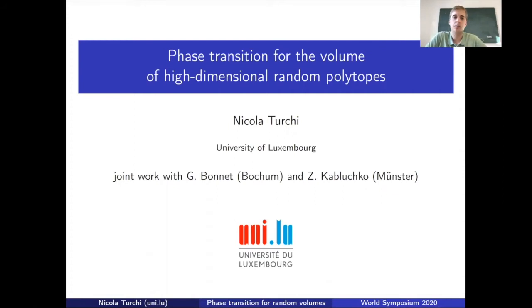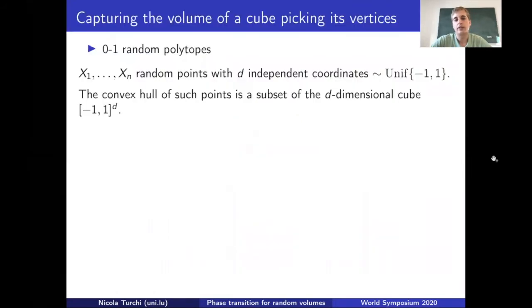Today I will speak about a work that I did together with Gilles Bonnet from the University of Bochum and Zachar Kablutko from the University of Münster. And it is about random polytopes that live in high-dimensional Euclidean spaces, and in particular the behavior that their volumes exhibit. Let me start with an easy example, and it is the example of the so-called 0-1 random polytopes.